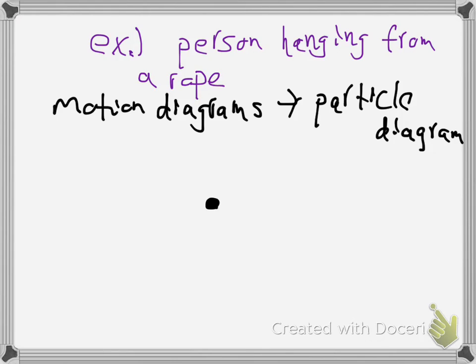So if this person is hanging from a rope, okay, the person is not moving up or down at a constant speed or anything, they're at rest here, or stationary. So what that tells me is the forces must be balanced. So if they're at rest, forces are balanced.